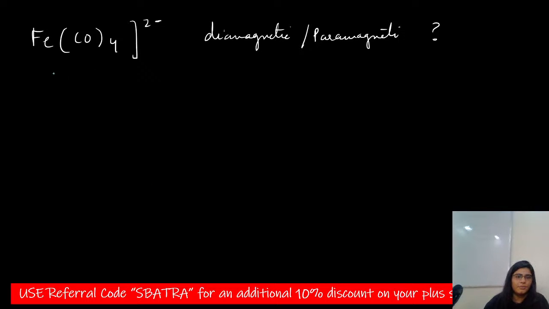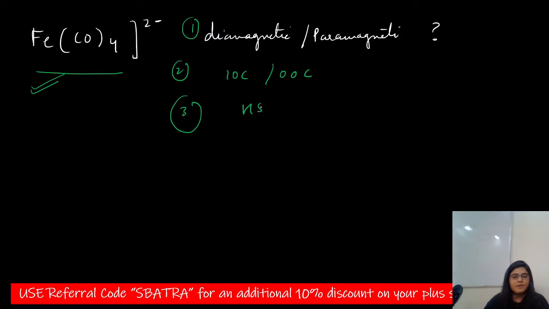Next is this question. We have discussed this question in the previous slide also, but you can tell me again whether this compound is paramagnetic or diamagnetic. Second, whether it is an inner orbital complex or outer orbital complex. Third, whether it is high spin or low spin. You have to tell me these three things for this complex.